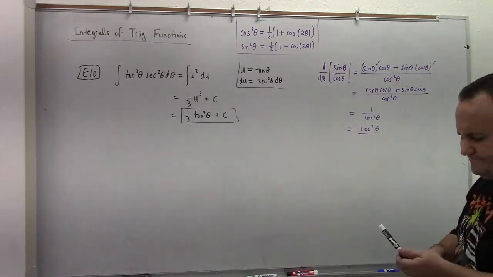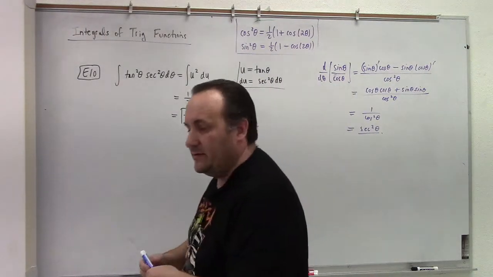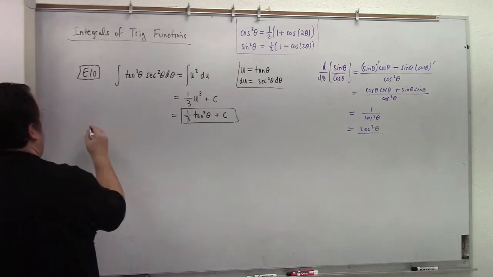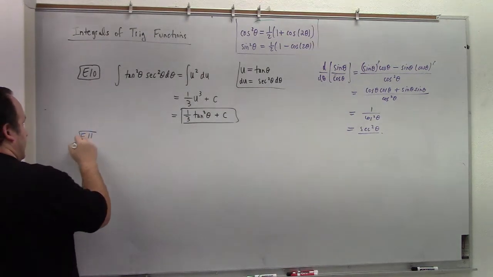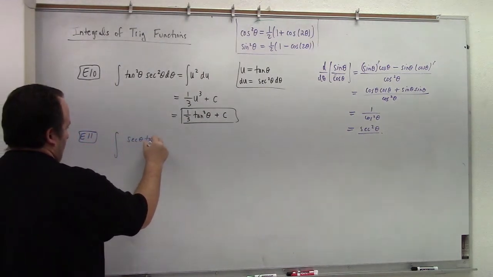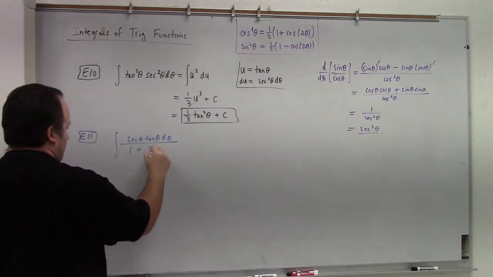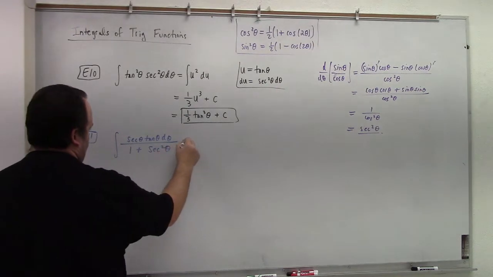And I could make it uglier. Here, I'll make it uglier. Example 10, example 11, I don't know. How about this? The integral of secant theta tangent theta d theta over 1 plus secant squared theta.